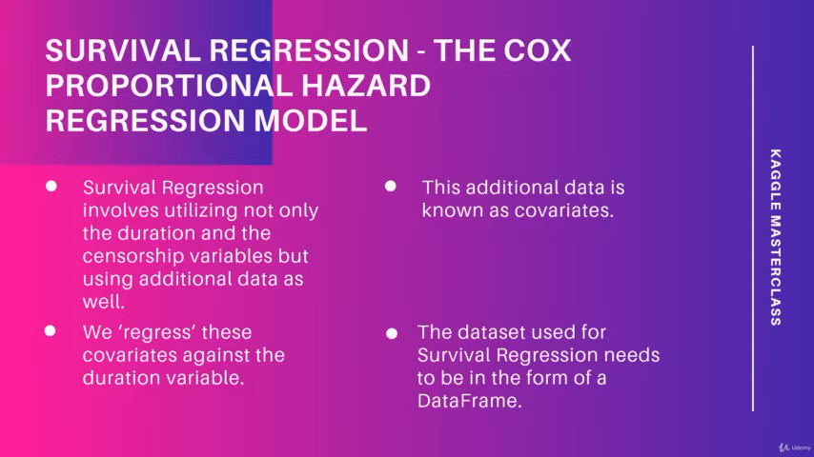The datasets used for survival regression need to be in the form of a data frame with the column denoting the duration of the subjects, an optional column indicating whether or not the event of interest was observed, as well as additional covariates you need to regress against. Like with other regression techniques, you need to pre-process your data before feeding it to the model for training.